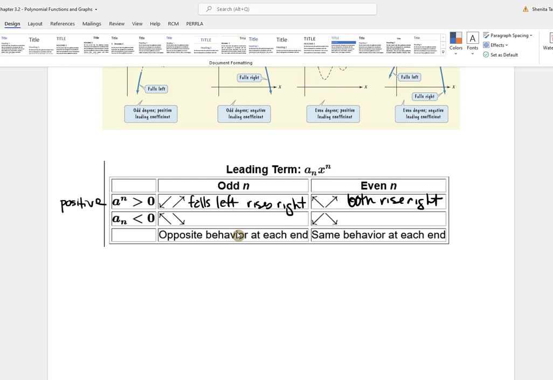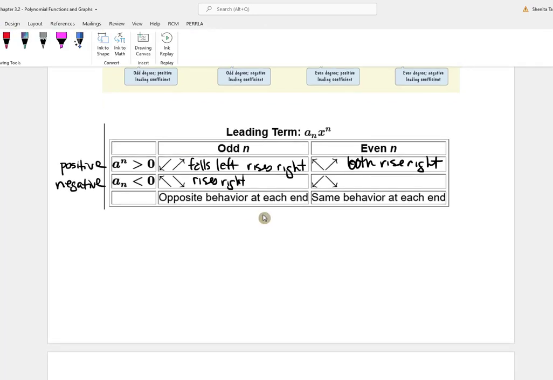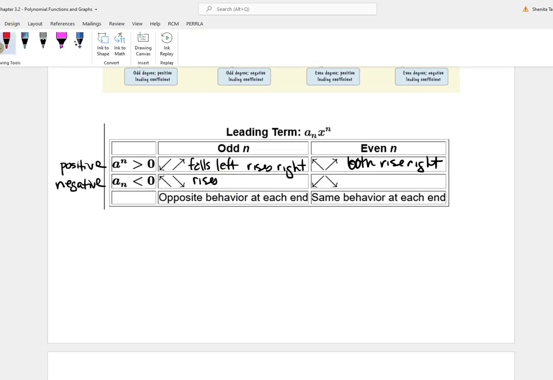All right. So in this one, your leading coefficient is negative. As you can see, it's less than 0. And as you can see, it rises right. Sorry, it rises left. Let me erase this. Rises left and falls right.